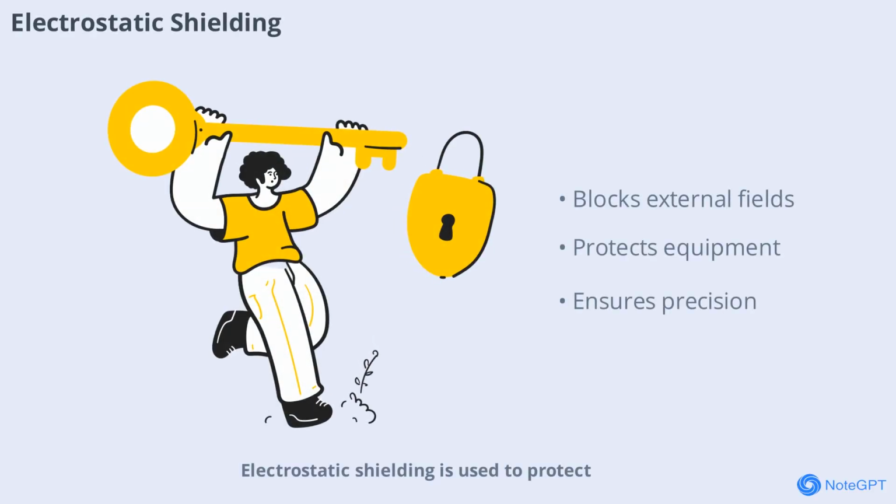Electrostatic shielding is used to protect sensitive equipment from unwanted electric fields. By surrounding devices with conductive materials, we can block external fields and prevent interference. This technique is vital in laboratories, hospitals, and communication systems where precision and reliability are paramount.